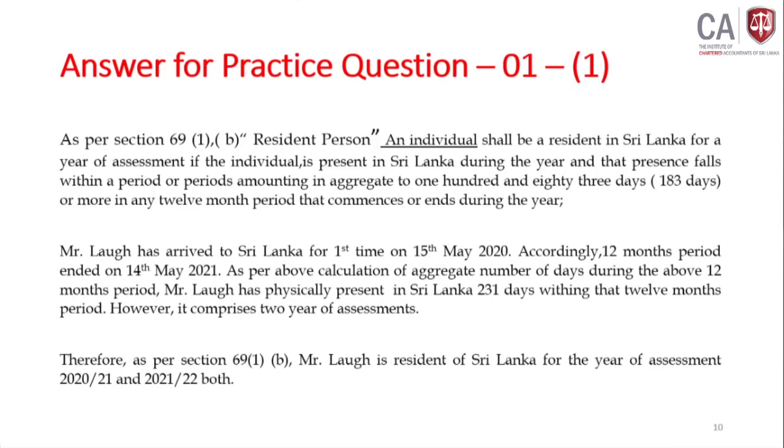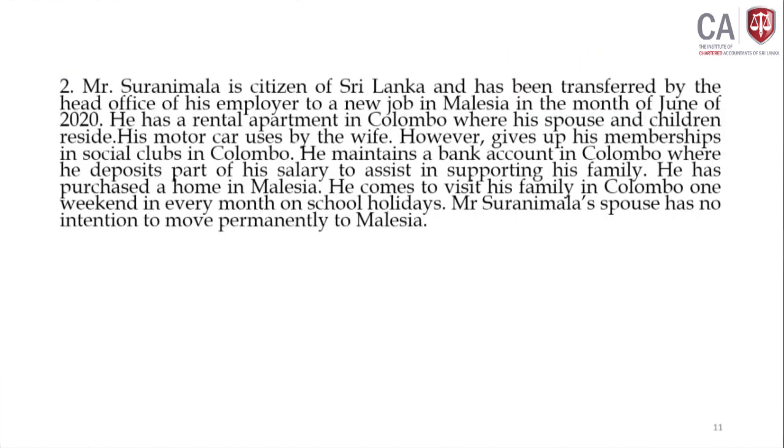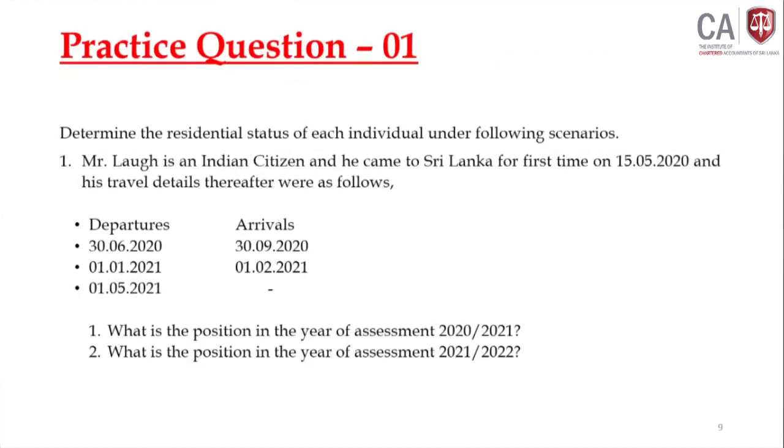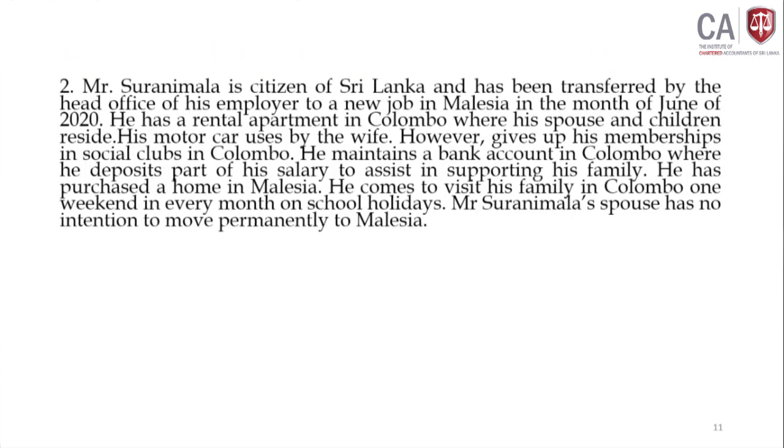I think it's clear. Then next one, the question is analyze the income tax implication under the following particular individuals. Now the second part of the question, another individual, who is that? Mr. Suranimala is a citizen of Sri Lanka, born in Sri Lanka, and has been transferred by the head office of his employer to a new job in Malaysia in the month of June of 2020. He has a rental apartment in Colombo where his spouse and children reside. His motor car is used by the wife.